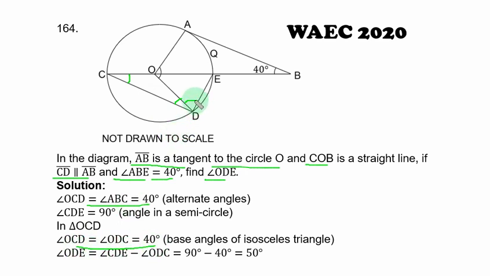Now, the entire angle here is angle in a semicircle because O is the center, then COE is a diameter. So you know this angle to be 40, the entire angle is 90. To get this angle ODE, it becomes 90 degrees minus 40 degrees, and that is 50 degrees.